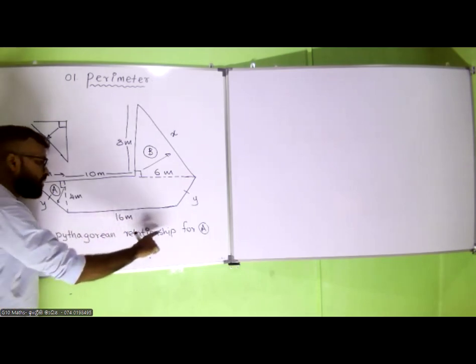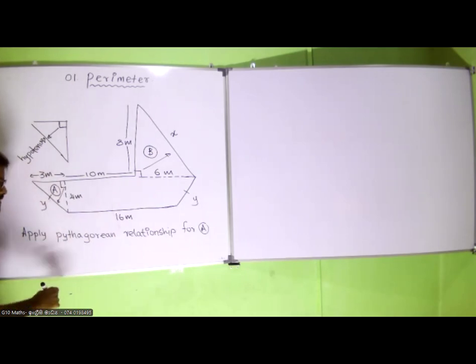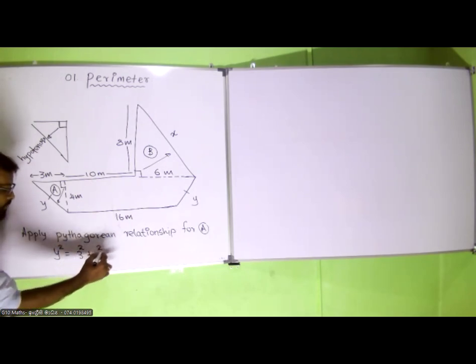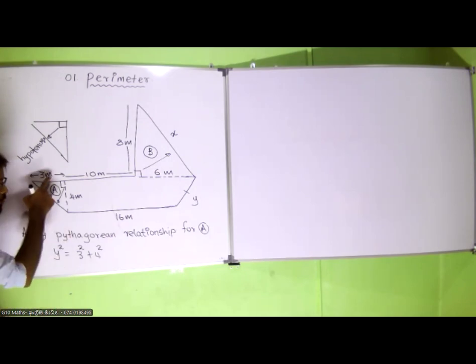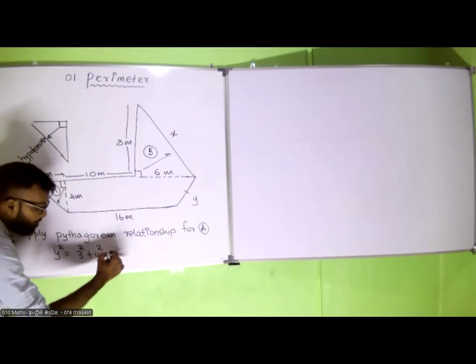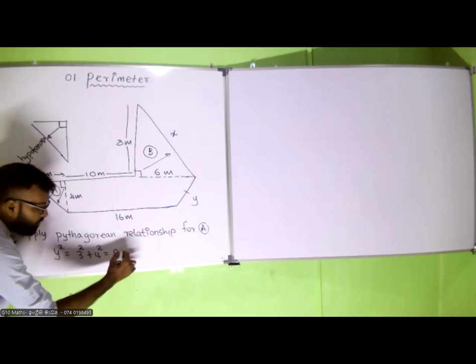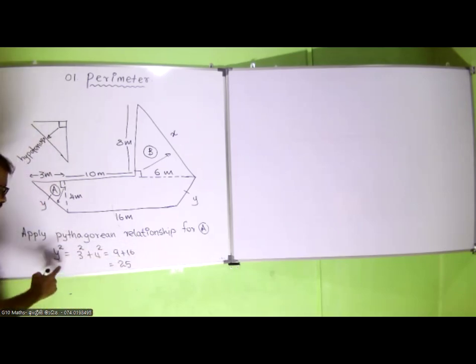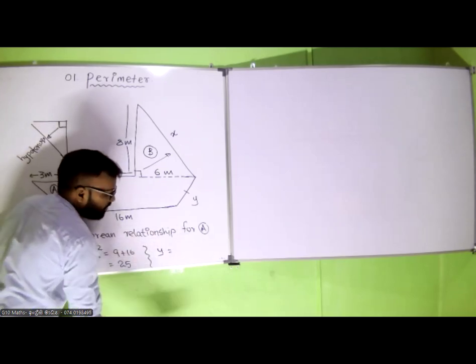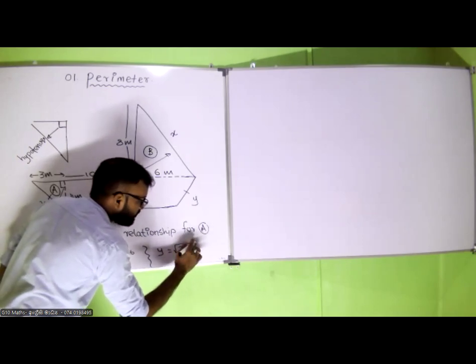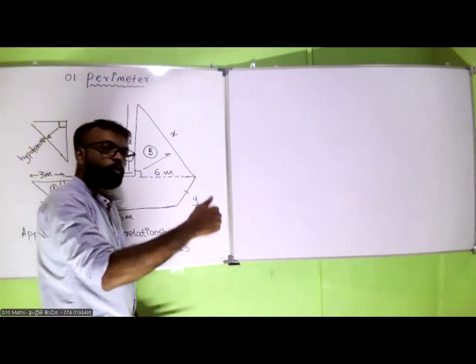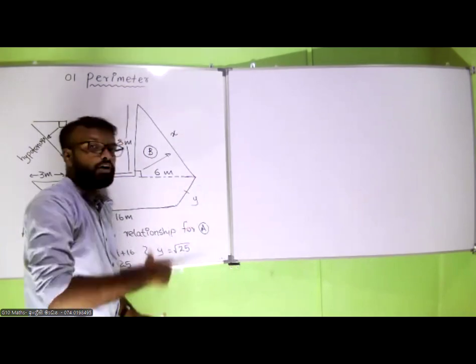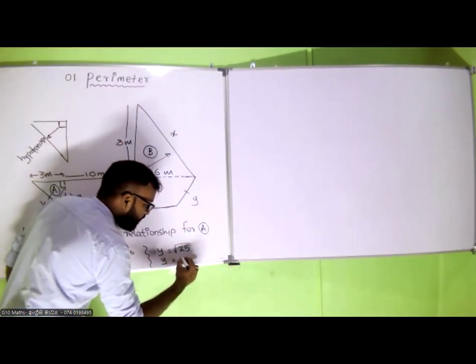Okay. I am going to apply the Pythagorean relationship for triangle A. So I can write y squared equals 3 squared plus 4 squared. Very easily you can write 3 squared is 9 plus 4 squared is 16. So this will give you 25, like previously. So y equals the square root of 25. 25 can be written as 5 to the power 2, so the square root of 5 squared is 5. So directly you can get the answer: y equals 5 centimeters.